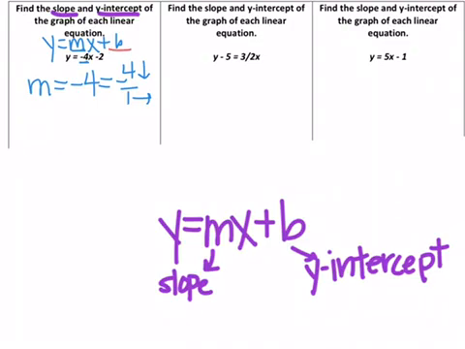Now we have to talk about the b, the y-intercept. The number that is after the x, we are going to claim as the y-intercept. So it's minus 2, which means the y-intercept is at negative 2. The point where it crosses the y-axis is (0, -2).